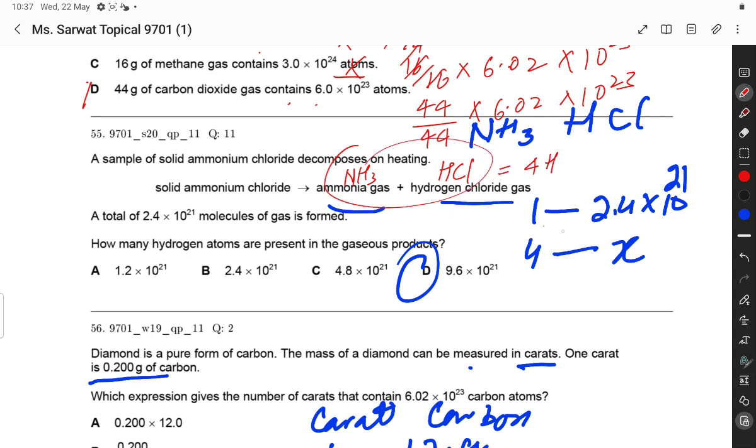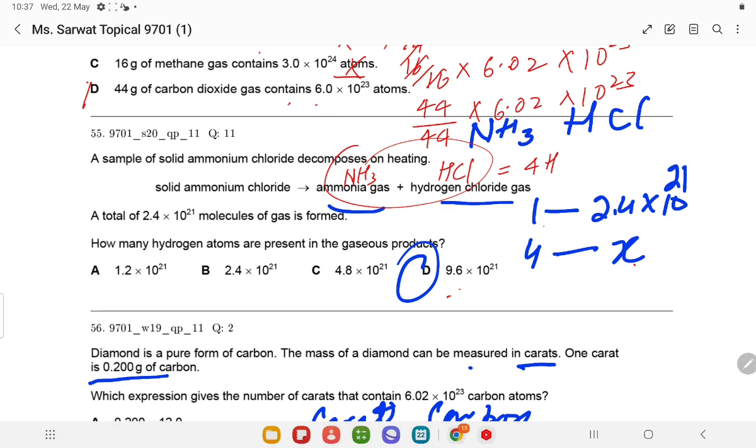If 1 contains 2.4 × 10^20, then what would be the hydrogen atoms present in the gaseous product? Taking the ratio as x, the best option is 9.6 × 10^21. This is the best option.